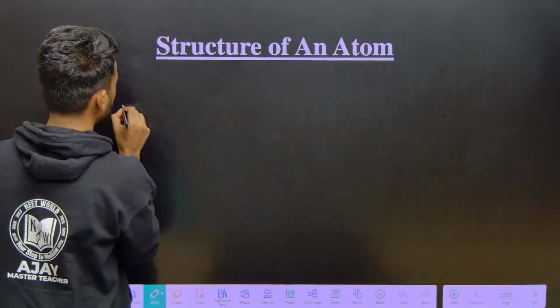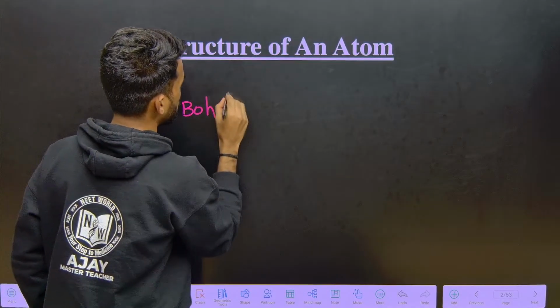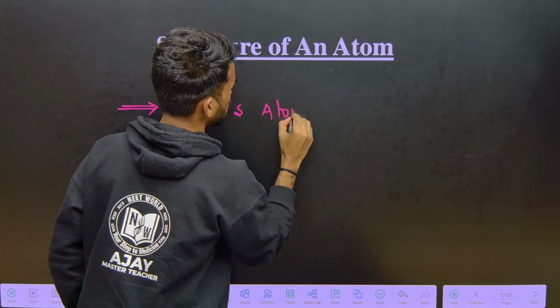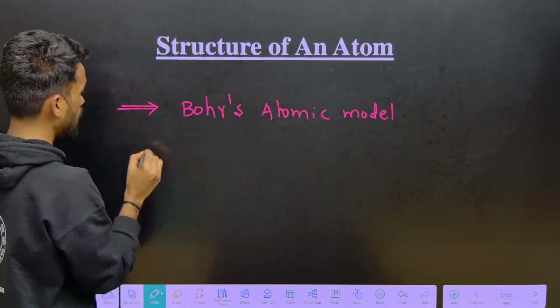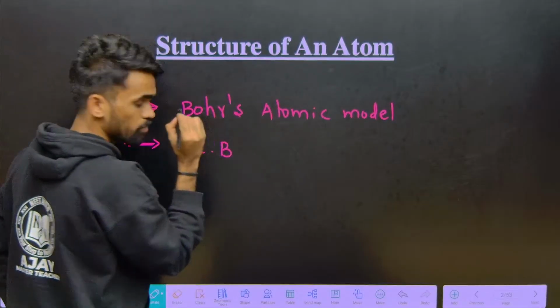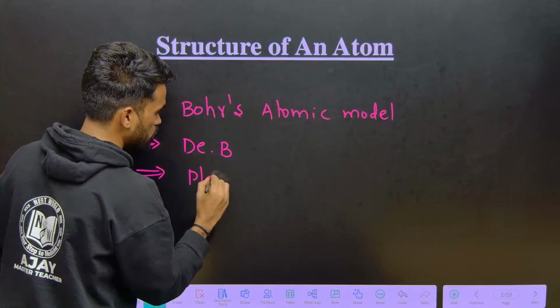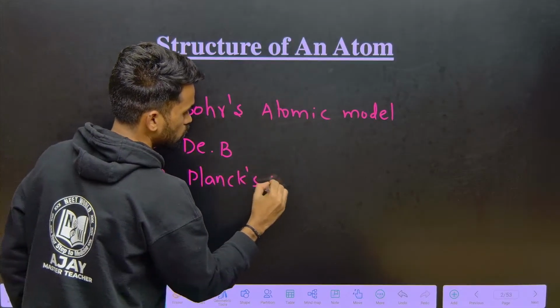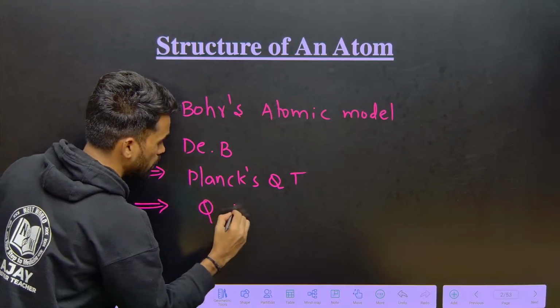First one is Bohr's atomic model. This is a very important one. Along with that, the de Broglie wave equation, and next, along with this, Planck's quantum theory, and also quantum numbers.